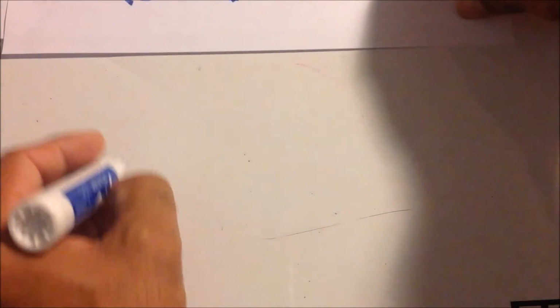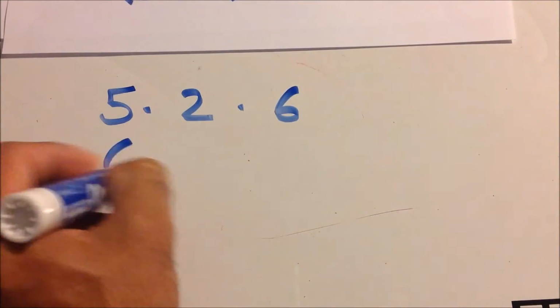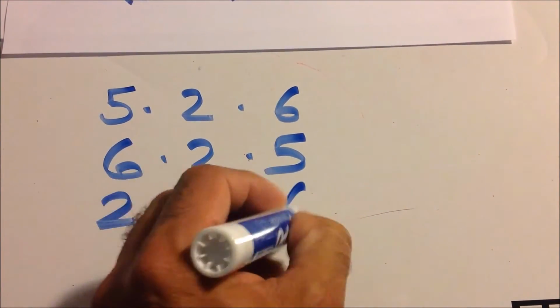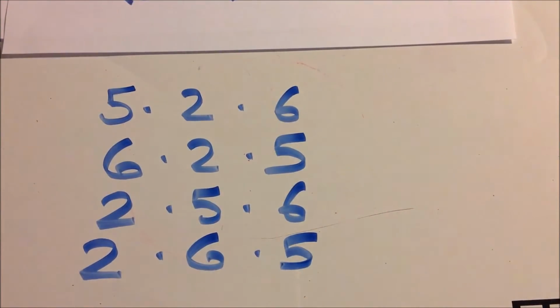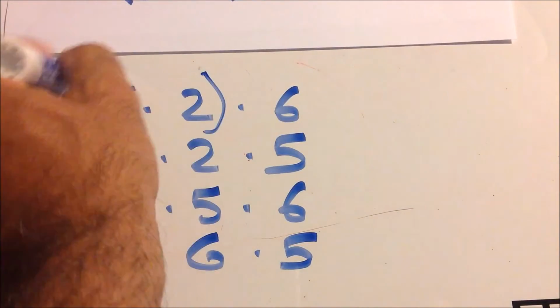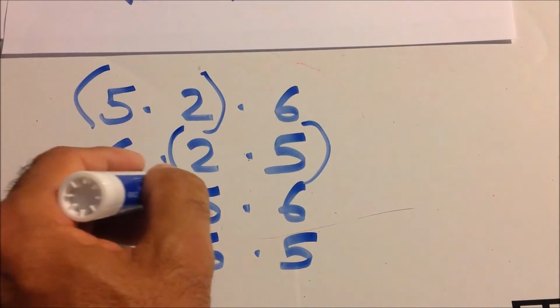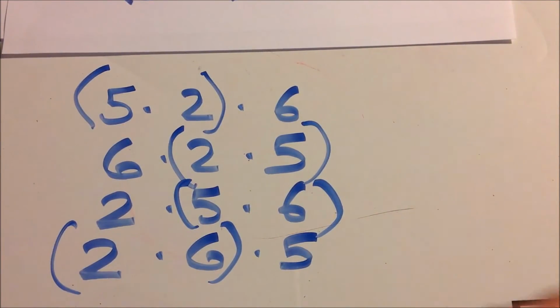So let's do one here. Again, we can have 5 times 2 times 6. We can do 6 times 2 times 5. We can do 2 times 5 times 6. Again, with multiplication and addition, it doesn't matter where you put the order. And you can have parentheses there, there, or there, and so forth with the associative property.